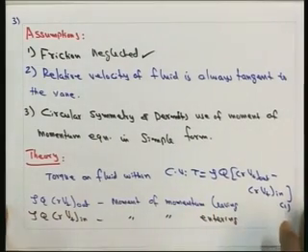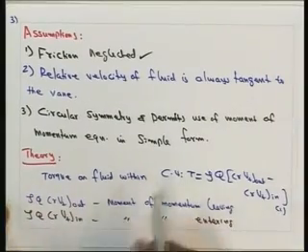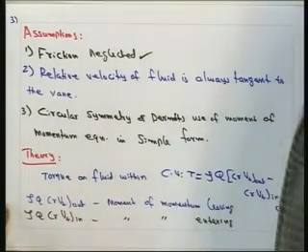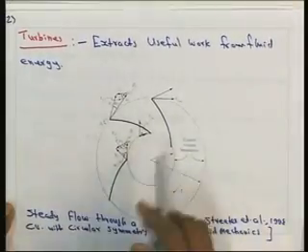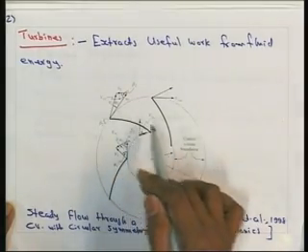Now, to derive the relationship, let us consider the torque on fluid within the control volume. We are now considering the control volume here. You can see the control volume with respect to the boundary and the blades attached.